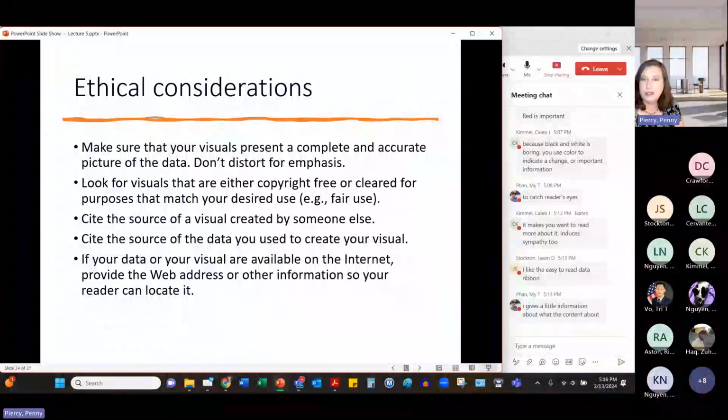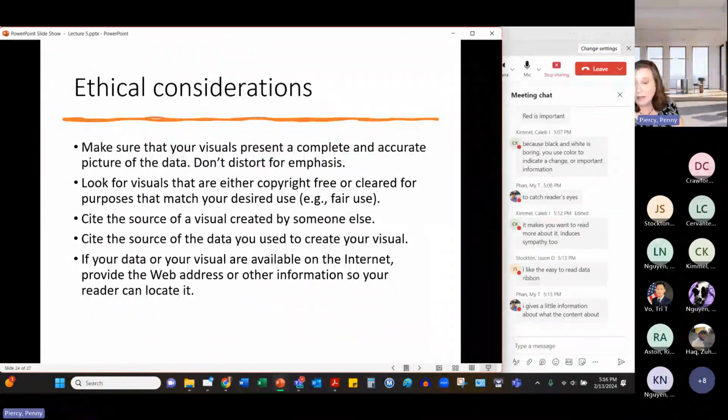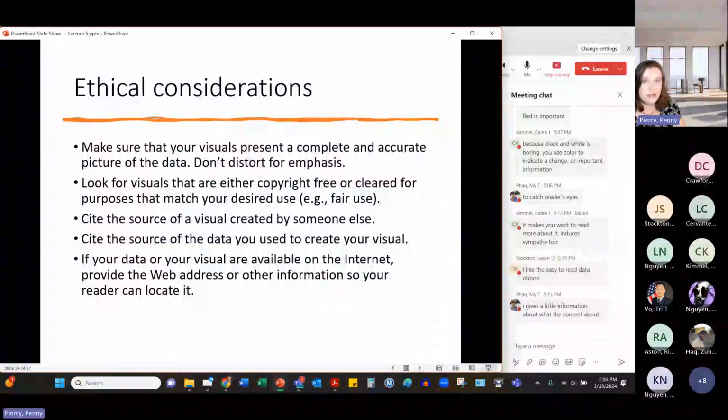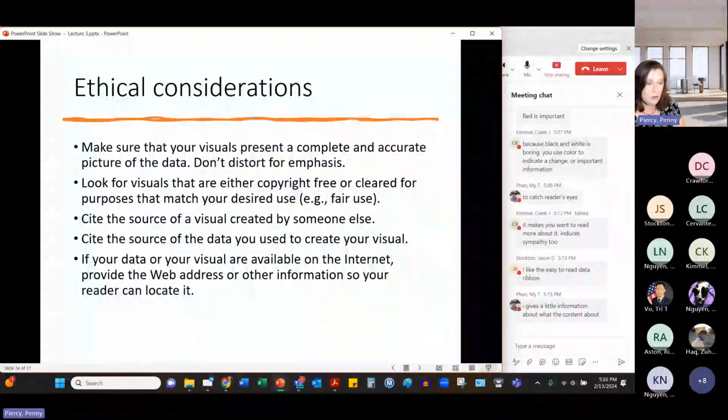So when you choose visual elements, don't choose things that might in some way mislead your user, such as a graph that is distorted. You also don't want to steal visuals from other people. So if you have not created the visual yourself, you want to give credit to the creator, maybe use Creative Commons options. You can limit your search sometimes to those kinds of openly available visual elements.